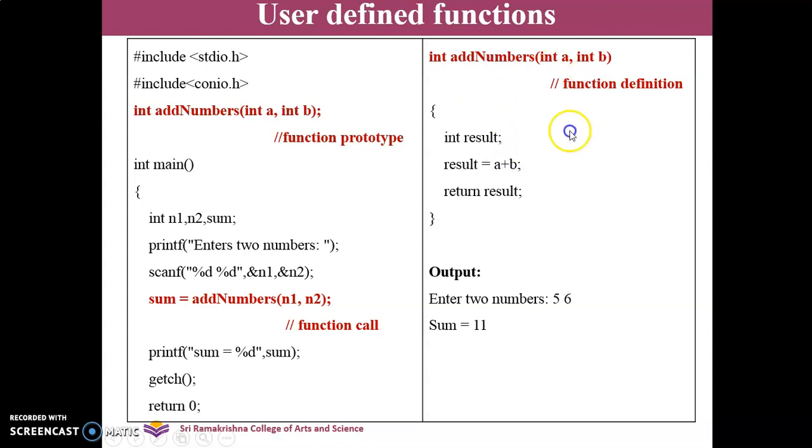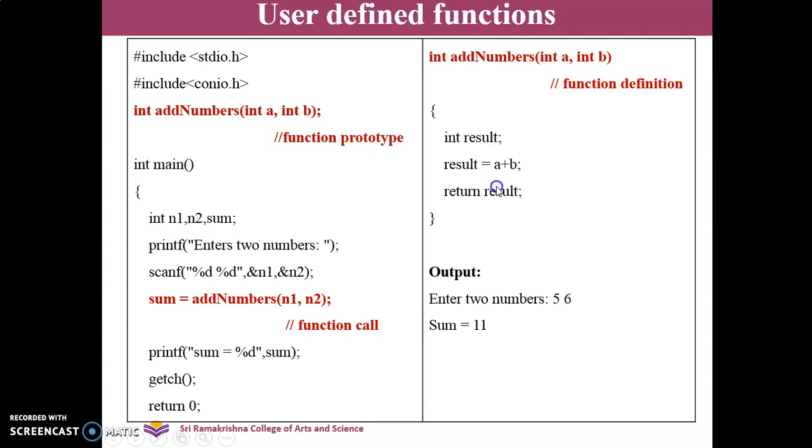Here this is called a function definition. I have declared one local variable, result, and I am adding the values residing in these two parameters a and b. The n1 contains the value 5 and n2 contains the value 6. So a will get a copy of the value of n1, and b will get a copy of the value of n2. So a contains the number 5 and b contains the number 6. The sum will be saved into the variable result. Now I am returning the result.